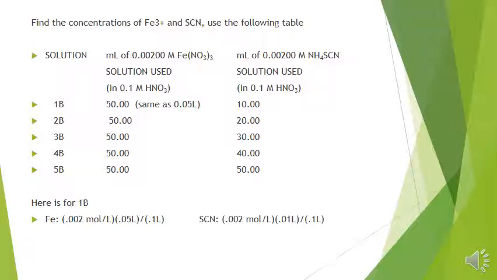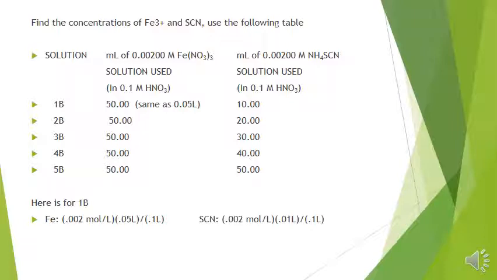Okay, next thing we want to do is find out what our initial concentrations of the iron and thiocyanate were. Because we want to know the initial, so you can figure out how much you have at equilibrium. This is fairly simple to do.